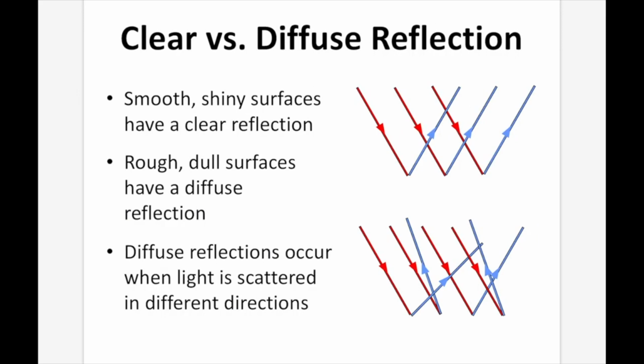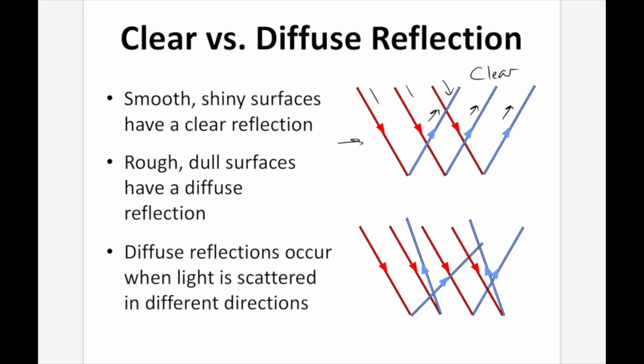Now, how do these two work? Well, for a clear reflection, that's the top picture here. You're going to see the arrows are all going to be parallel to each other. So all the reds are parallel to each other, and all the blues are parallel to each other. Now, it's the blues that are going to make our image. So that's what we're going to see. So as long as all the blues are parallel to each other and they're coming in at the correct angles compared to what the reds came in at, then you're going to get a clear reflection.